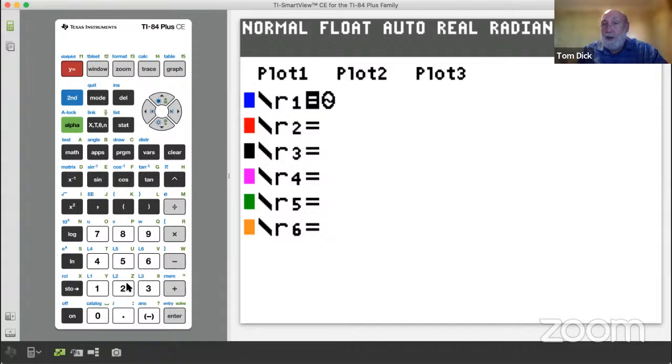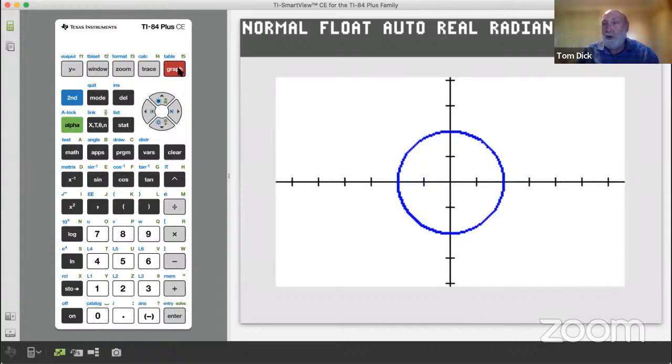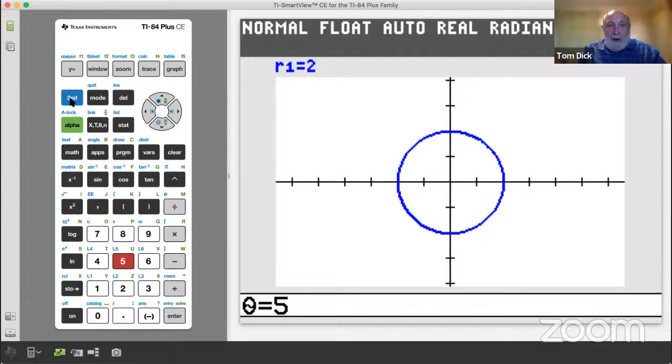Here's a nice way you can locate that on the 84. I'm just going to plot r1 equals 2. Let's graph that. Just a circle of radius 2. If I turn on the trace, I can now ask for a particular theta value. So I'm going to put in 5 times pi divided by 6. And that should locate that point on that circle.